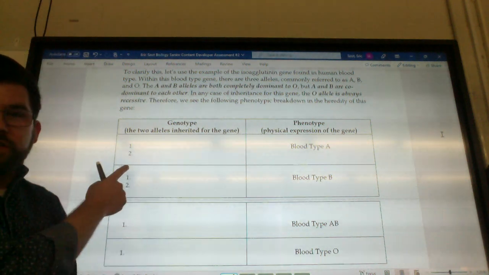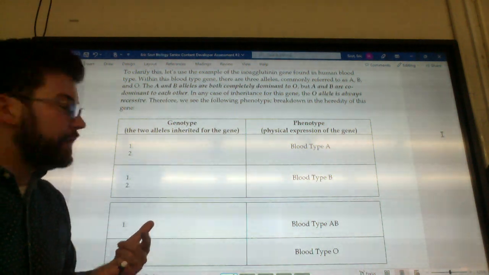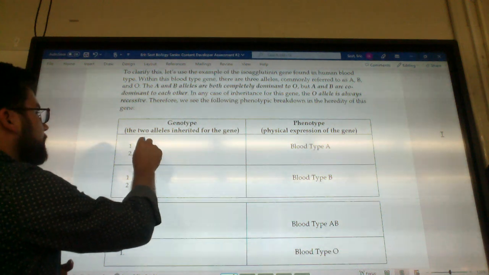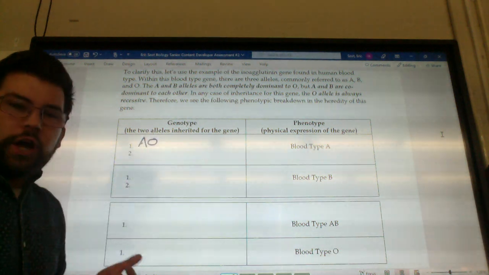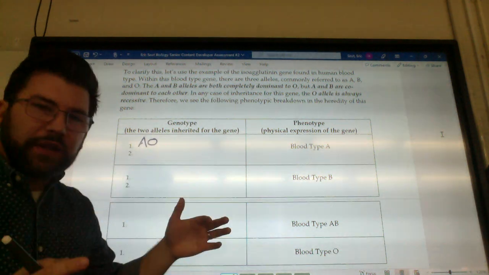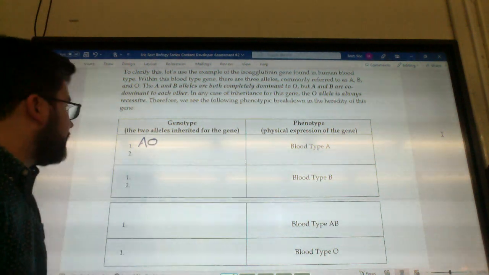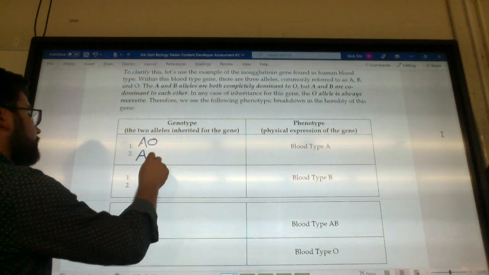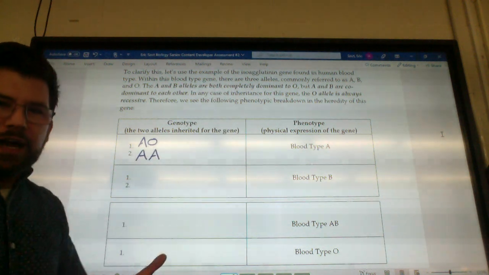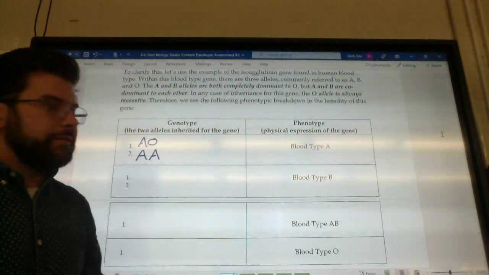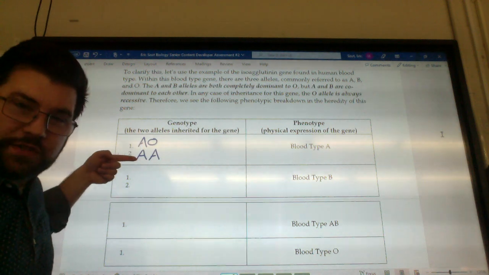Two possibilities here based on the patterns of dominance, right? Number one, we could be AO. A is always completely dominant to O, so if you have at least one A, it'll mask the O, you'll see the A there. Or you could be homozygous dominant, with two copies of A. So we have a heterozygous option and a homozygous dominant option.